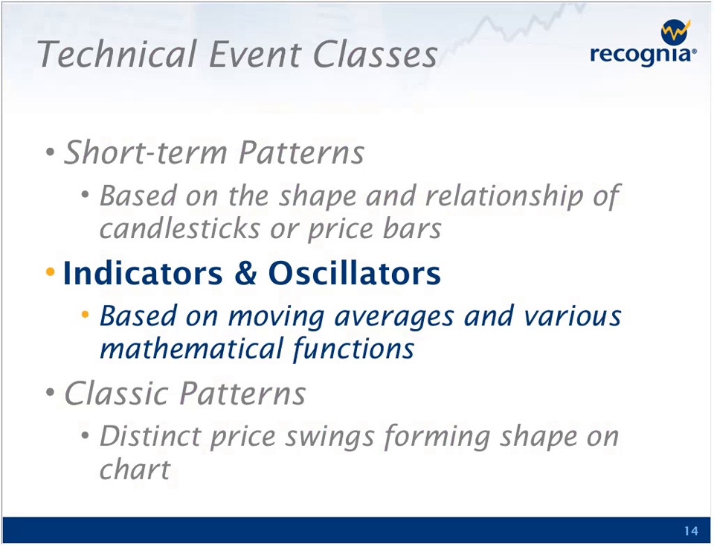And let's now talk about another kind of technical event called indicators and oscillators. And these are probably the best known kind of technical analysis events. They're based on moving averages and other kinds of mathematical functions. The reason why they're the best known is not because they work the best, it's because they're very easy to calculate. So even in the days before computers, people used to calculate things like moving averages. So today, just about every charting package has all kinds of indicators and oscillators in it because they're easy to calculate, whereas the short-term patterns and especially the classic patterns are very, very difficult to calculate, and that's why they're not found in as many places.